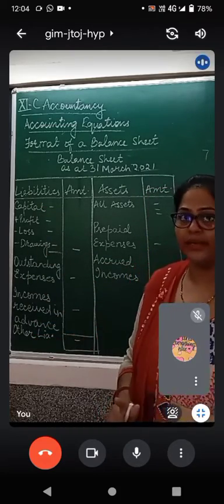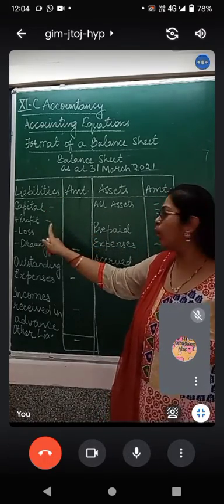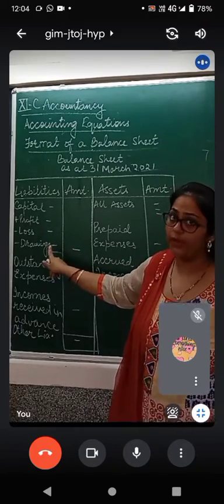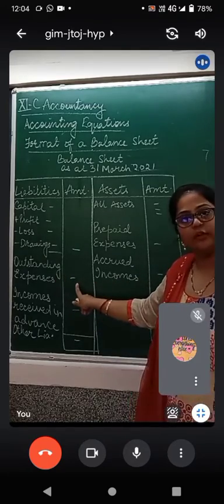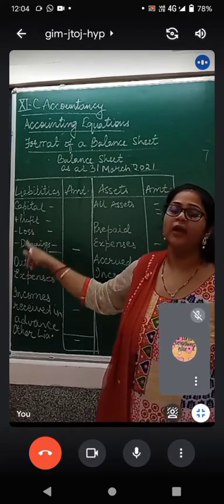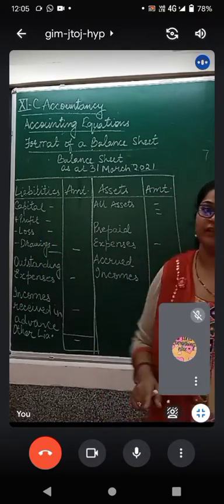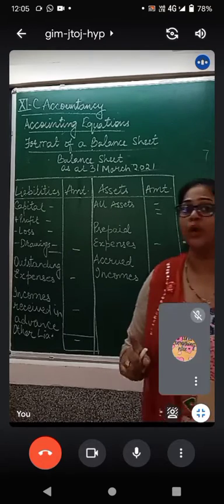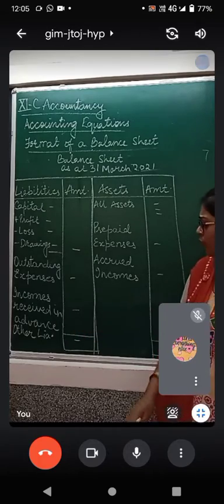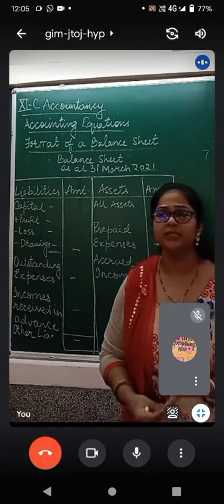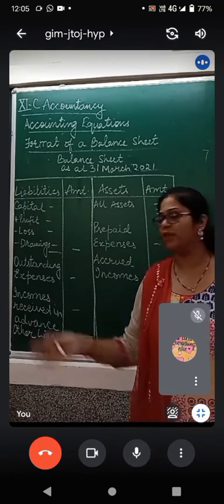Is this clear to each one of you? Liability side will include capital, profit will be added, loss will be subtracted, and drawings also, if given in the question, will be subtracted. Outstanding expenses are to be written: outstanding rent, outstanding salary, outstanding wages, any other outstanding expense. Any income which is received in advance. Remember, we have studied this in the accrual concept of accounting. Any income received in advance will be liability side में लिखते हैं. Also, any other liability like creditors, like bills payable, like loans, any unsecured loan, any secured loan, anything.